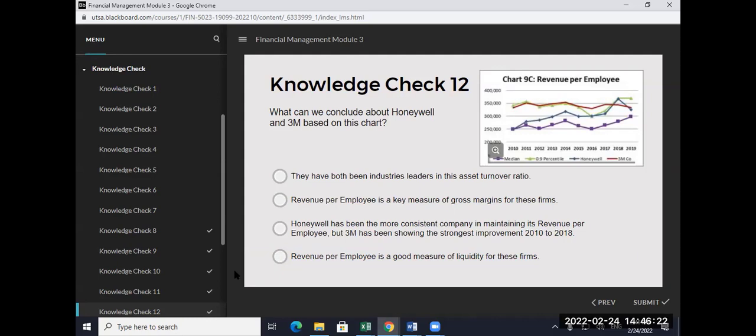Can't be because... is 3M the one being consistent rather than the other? Yeah, 3M is very consistent. So it can't be C either.